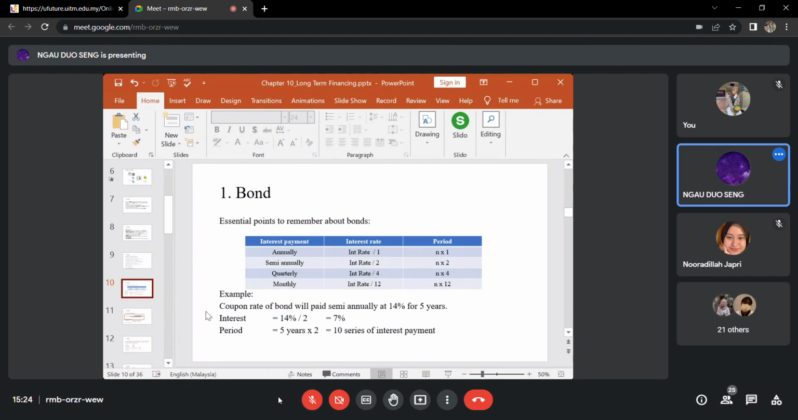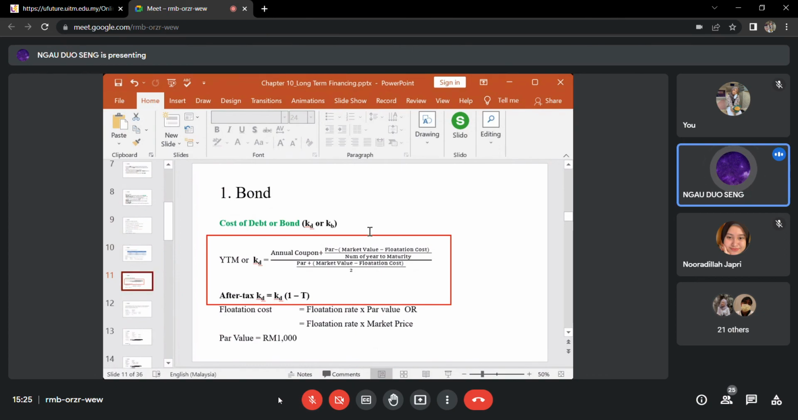T time. So contoh coupon rate of bond will pay semi-annually at 14% for 5 years. So kita buat adjustment accordingly. Semi-annually adalah 2. So interest rate kita bahagi 2, which is 14%. We divide by 2 equal to 7%. And then period, we multiply by 2. 5 darab 2 equal to 10 series of interest payment. Alright. Yang ini penting untuk kita buat calculation.